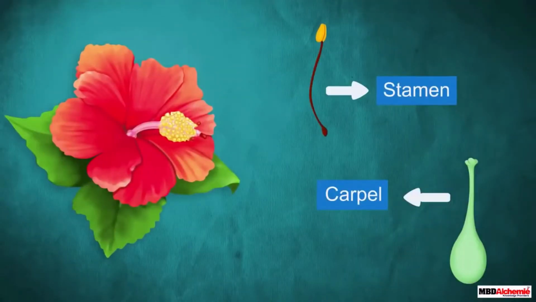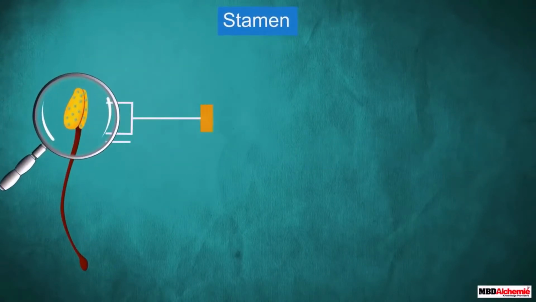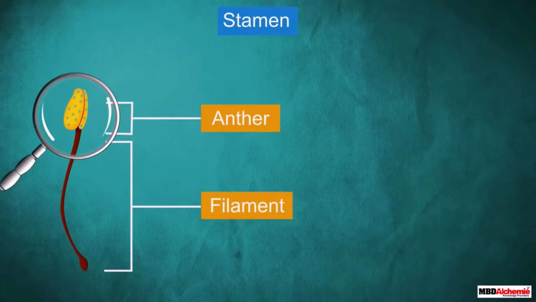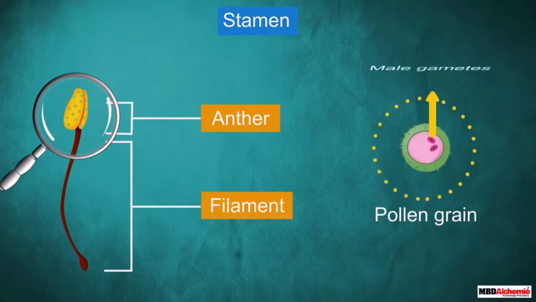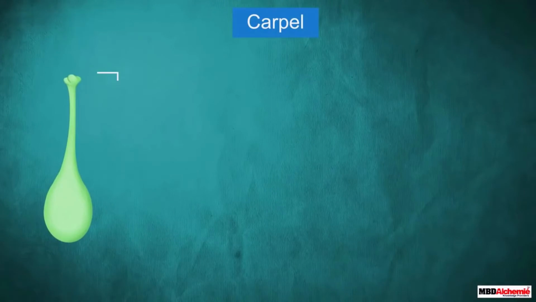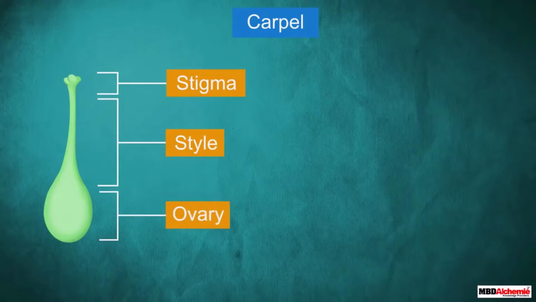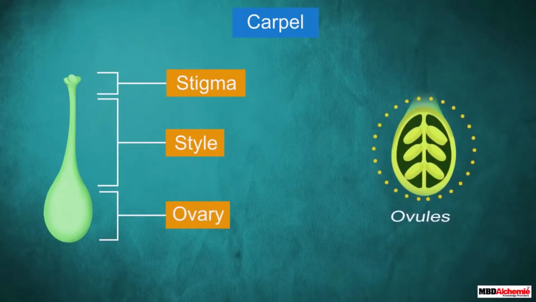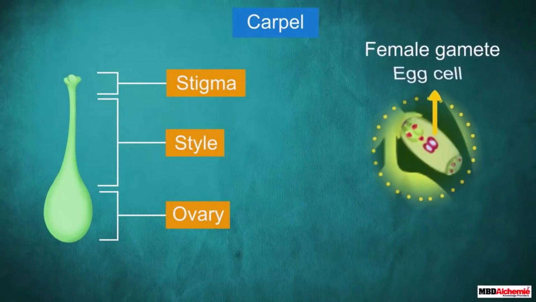Now let us know about the different parts that make up a stamen and a carpel. A stamen is made up of two main parts, anther and filament. The anther produces pollen grains. It is the pollen grain that contains the male gametes. A carpel, on the other hand, is made up of three parts. The terminal part is called the stigma, the middle elongated part is the style, and the swollen bottom part is the ovary. Inside the ovary, ovules are present. It is the ovule that has the female gamete called the egg cell.